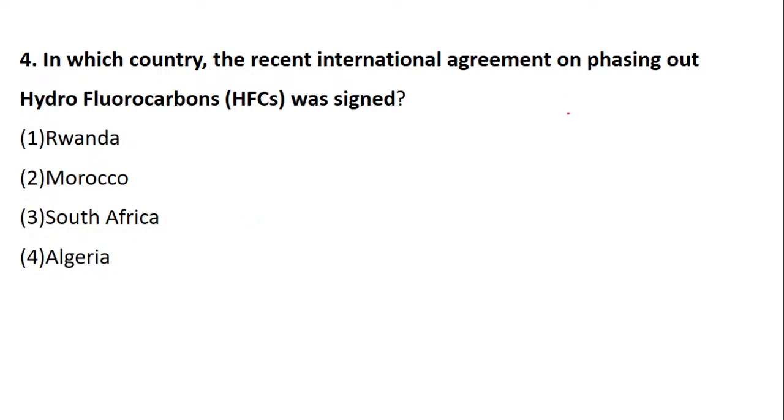Now see, this particular question is from the previous year question paper of 2017. But still, the same thing applies. I meant to say, recent means that if the agreement is recently made, you have to check. So that has been checked and the question is brought. You have to tell which country has signed a recent international agreement on phasing out hydrofluorocarbons. Rwanda, Morocco, South Africa, Algeria. So which of the countries falls under that category? Okay, I'm getting answers.